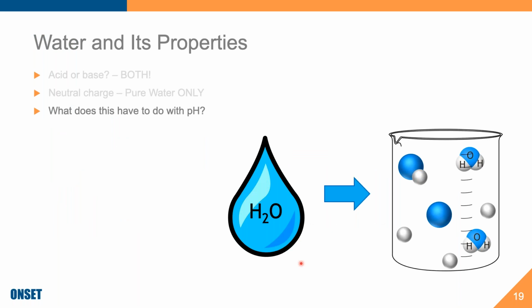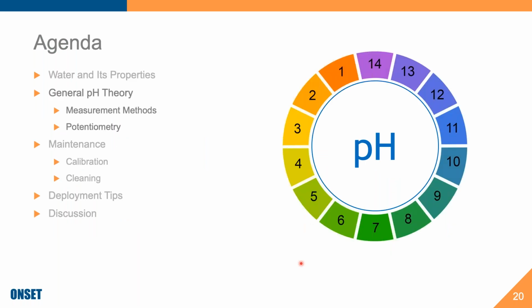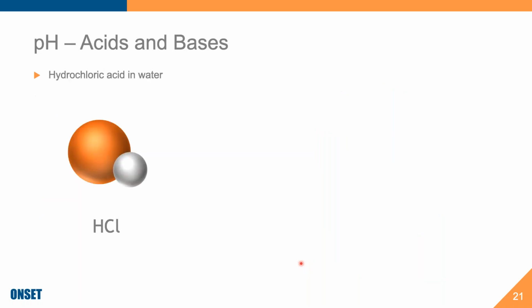So why do we care about all these properties of water and the hydroxyl ions and the hydrogen ions? What does it have to do with pH? So let's talk about pH theory. And again, this is a brief review of the pH theory. If you do want a more in-depth review, that would be a longer webinar. But hopefully we'll have a white paper out for you soon, discussing pH measurements in more depth.